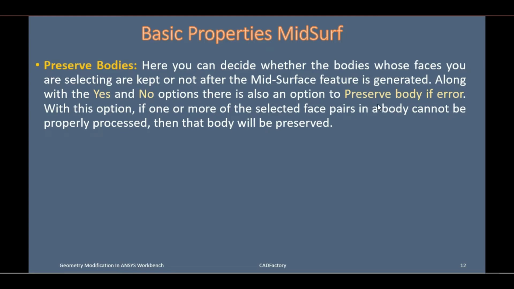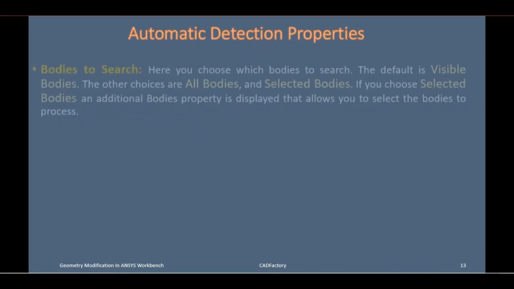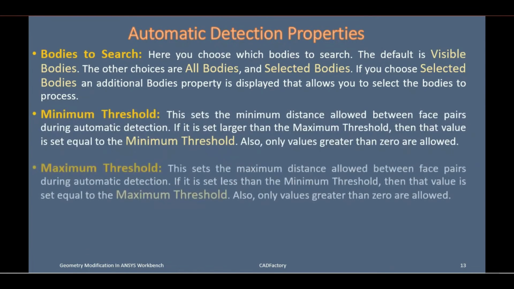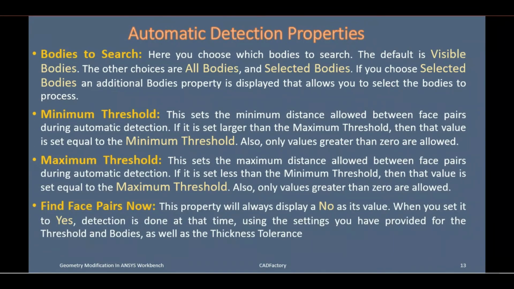The third option is preserve body if error. If one or more of the selected face pairs in the body cannot be properly processed, then that body will be preserved. If there is an error while creating the mid surface, then your body will be preserved for the third option. So these are some fundamentals about mid surfaces. This is for the automatic method, when you use it. This is for the manual method.